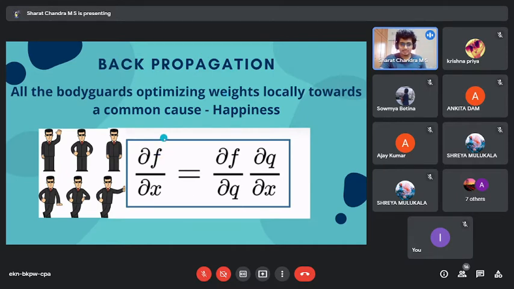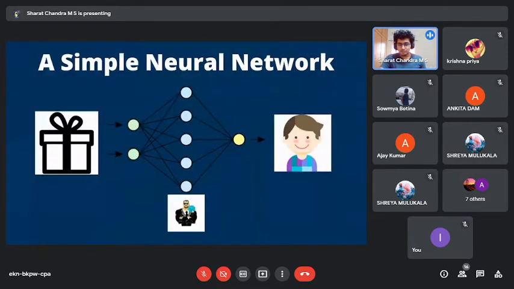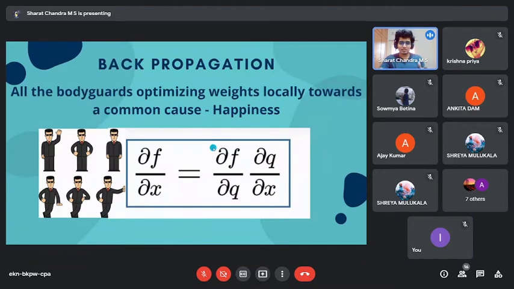In this case, each bodyguard's only goal is to make this kid happy, and he only knows how to adjust his own weights. He's not bothered about what weights were previously added and what weights will be added in the next layer. Every layer's bodyguard is only concerned about his own weights' contribution. He's not bothered about what the previous guy and the forward guy are thinking. Likewise it goes back to the input layer, and then again these guys try to make the kid happy.